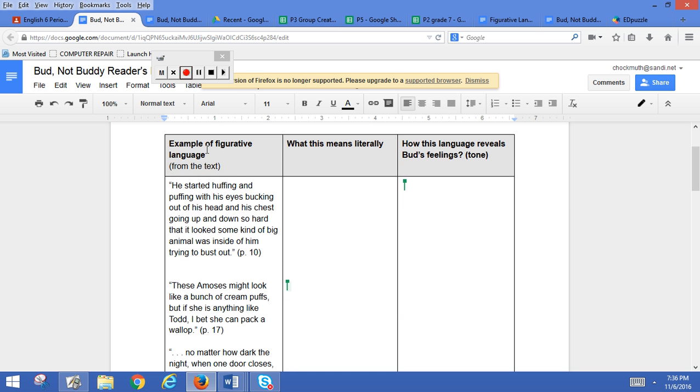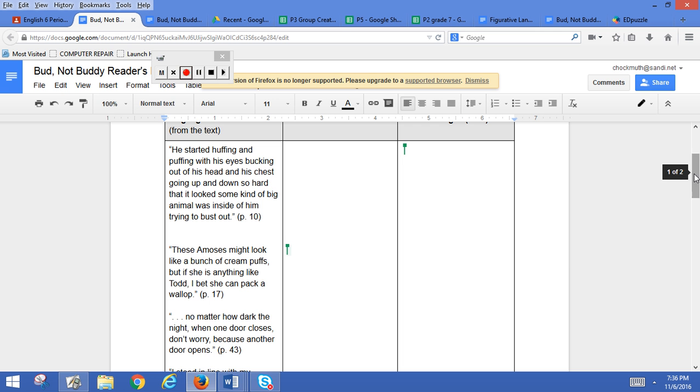So, if we look down further at the chart, I have a couple of examples of figurative language, some things that we have already read and discussed. Here's the one regarding the Amoses and how they look like cream puffs. It's on page 17. So, over here I'm going to type what that literally means, and that is that the Amoses look soft and fat and weak.